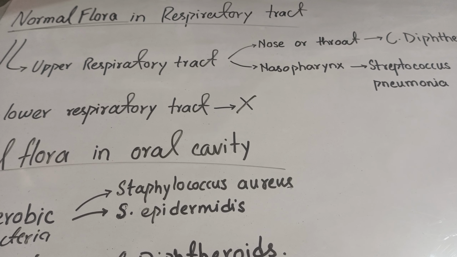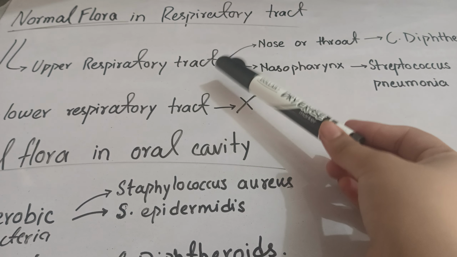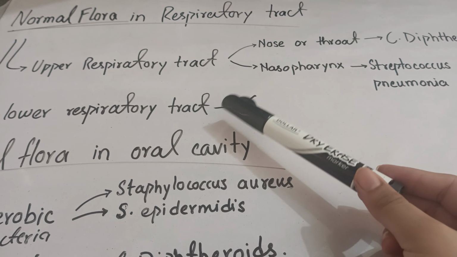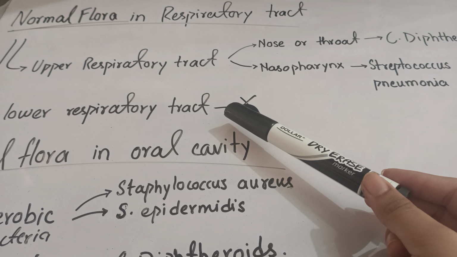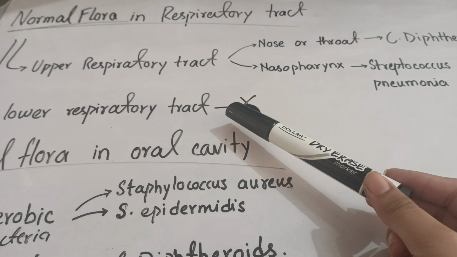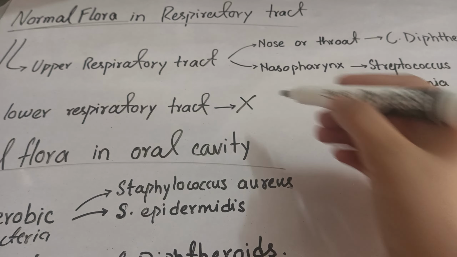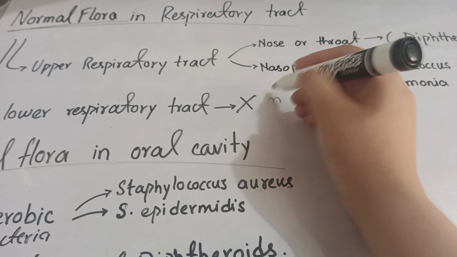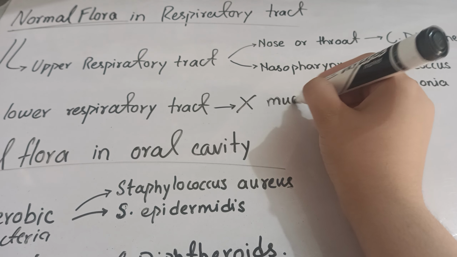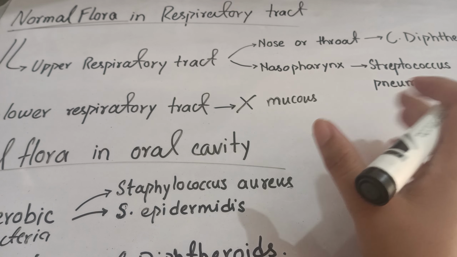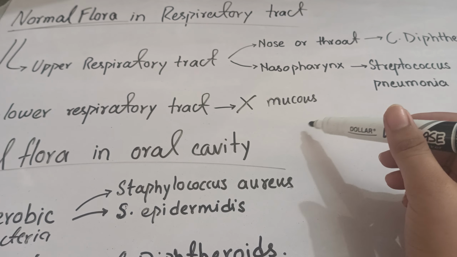Now let's discuss the normal flora which are present in your respiratory tract. Your respiratory tract is divided into two parts, your upper respiratory tract and your lower respiratory tract. Your lower respiratory tract is usually sterile and it has no normal flora in it. And why does it have no normal flora? Because it contains mucus and it is not exposed to the external environment, therefore it has no normal flora in it.